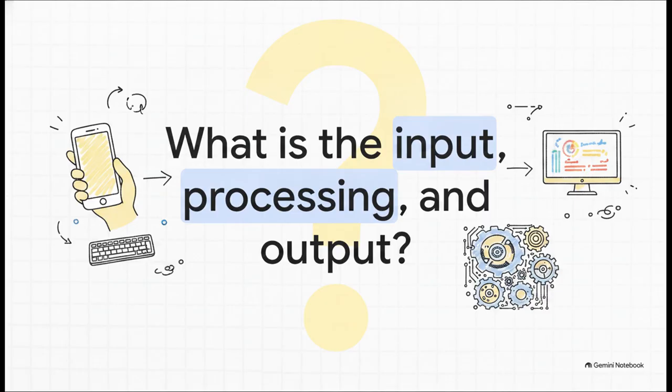So I want to leave you with a quick challenge. The very next time you open an app on your phone, whether it's a game, a map, or your social feed, just pause for a second and ask yourself three things. What is the exact input here? How is the computer processing that info behind the scenes? And what is the final output? If you can answer those three questions, you've basically cracked the code of how the digital world operates.